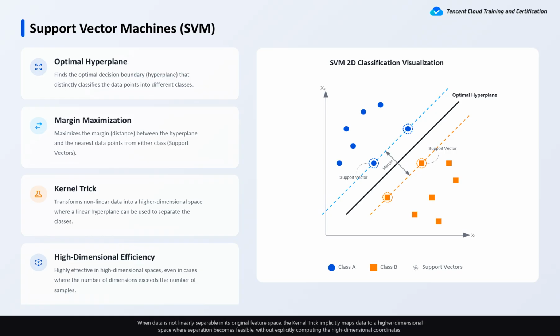When data is not linearly separable in its original feature space, the kernel trick implicitly maps data to a higher dimensional space where separation becomes feasible without explicitly computing the high-dimensional coordinates. SVM excels in high-dimensional, small sample settings, particularly text classification and bioinformatics, where its ability to find stable boundaries in sparse, high-dimensional spaces is a significant advantage.